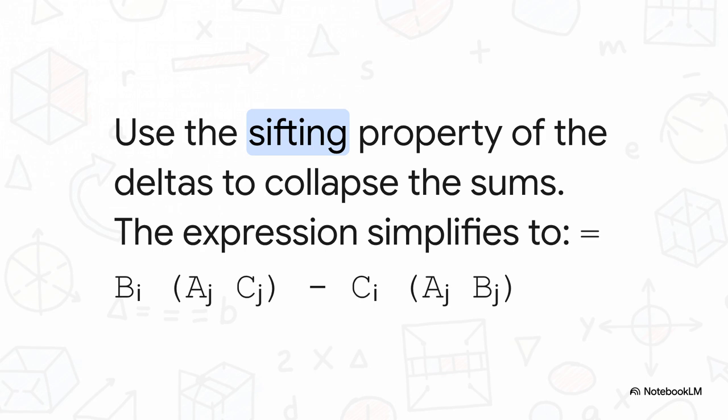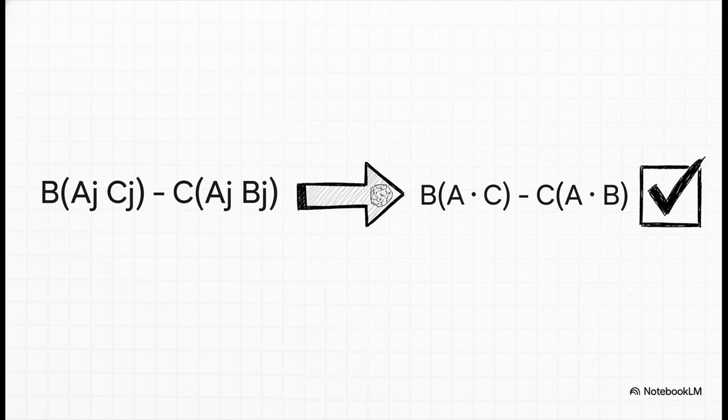If we put them together and just rearrange a bit to make it look nicer, we get B_i A_j C_j minus C_i A_j B_j. And that's exactly what's on the slide. Now for the final step, we just translate this back into our old vector language. What is A_j C_j? Well, that's just our notation for the dot product, A dot C. And what about A_j B_j? That's the dot product A dot B.